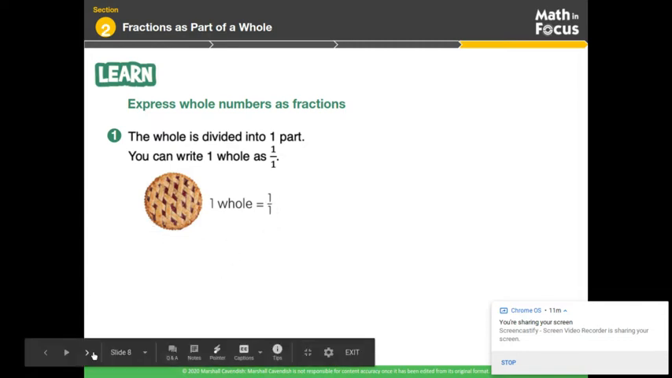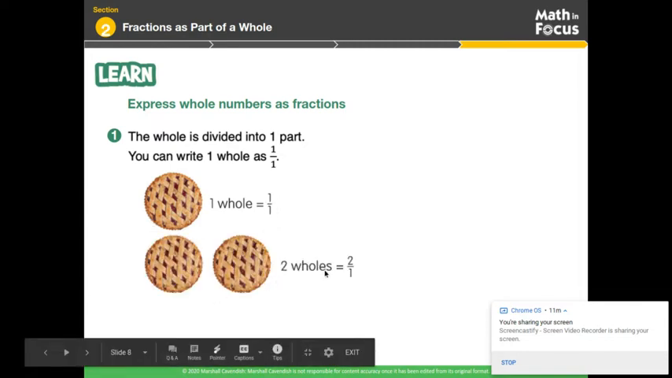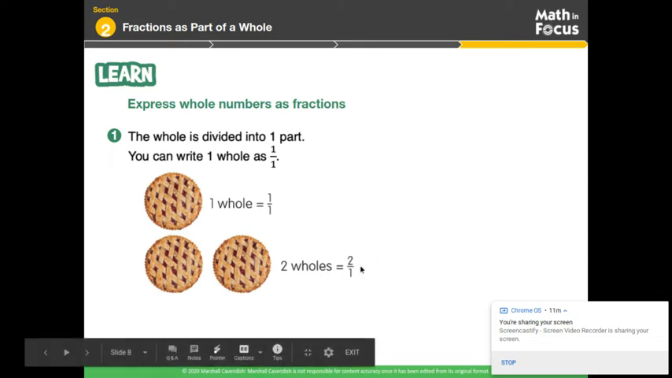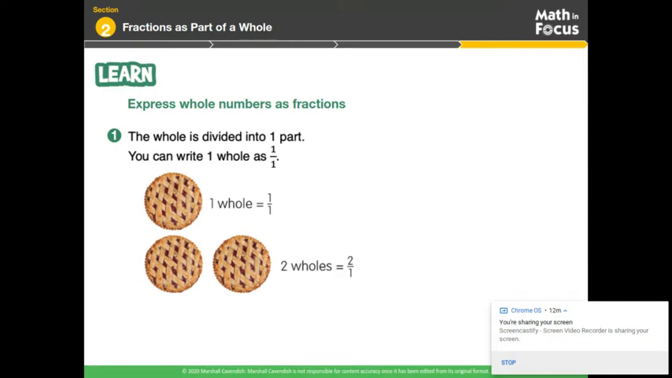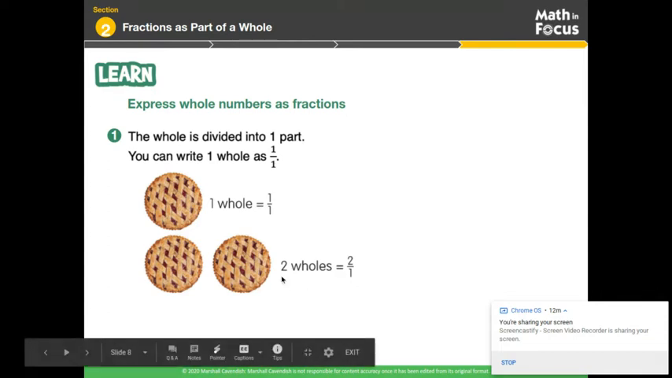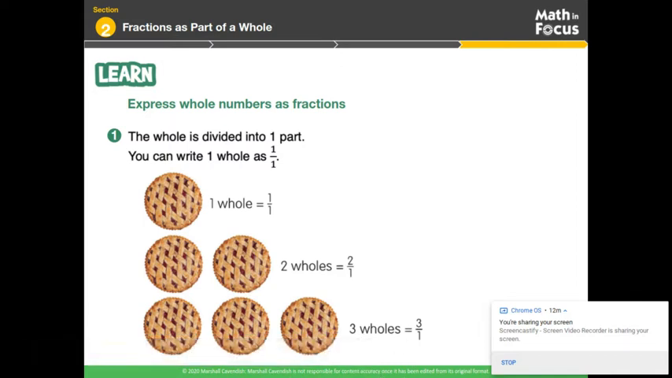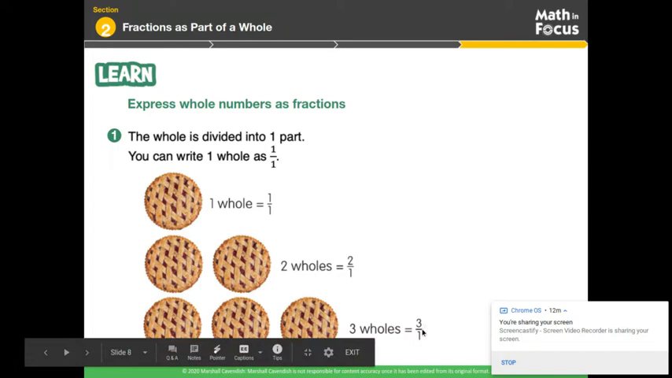Let's see what it looks like for 2. When you see a fraction, the fraction name for 2 wholes looks like this. You say 2 wholes. It means 2 whole pies. When 1 is the denominator, that stands for wholes. This is the way you can write a whole number, the number 2, as a fraction. 2 wholes, that's what you say. Take a look at 3. So the number 3 can be written as a fraction. 3 wholes is how you say it.